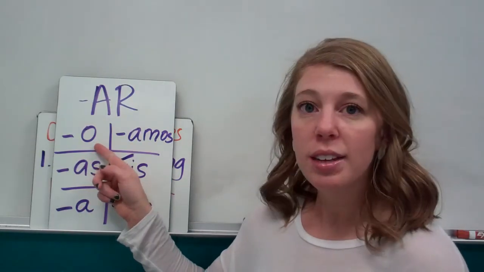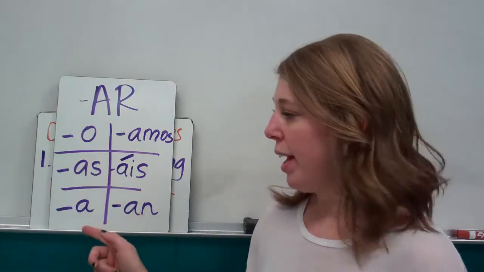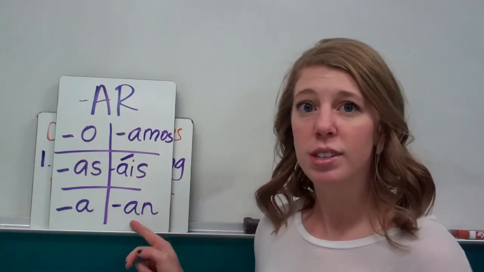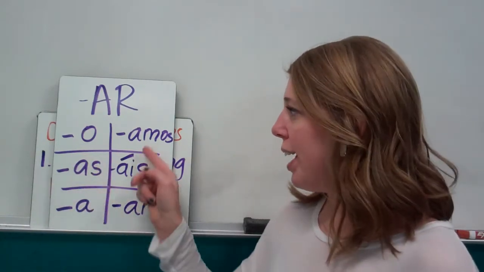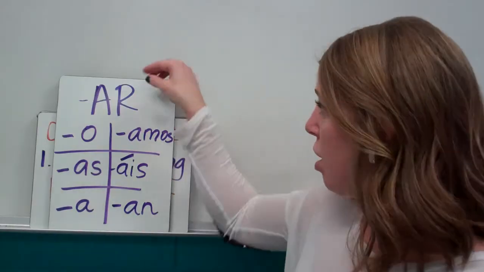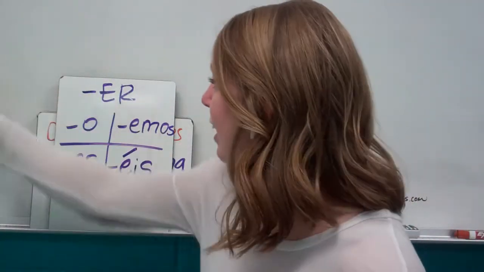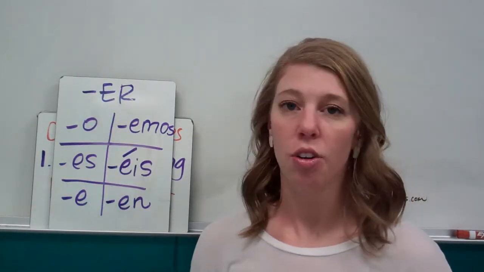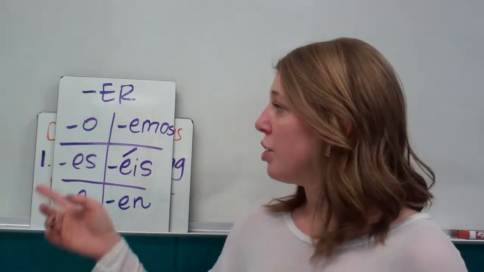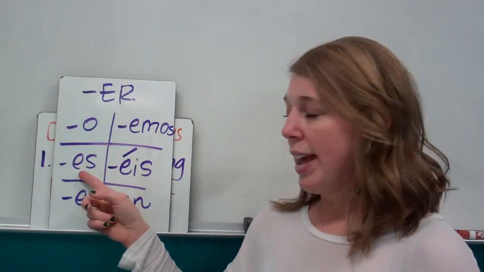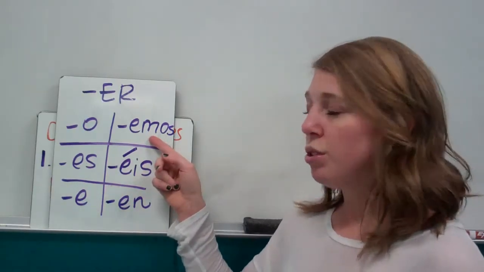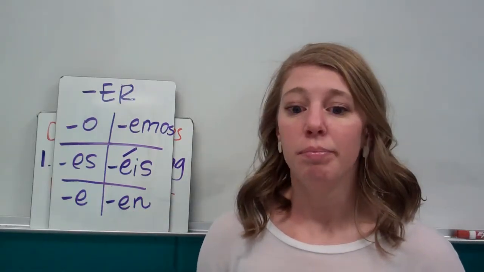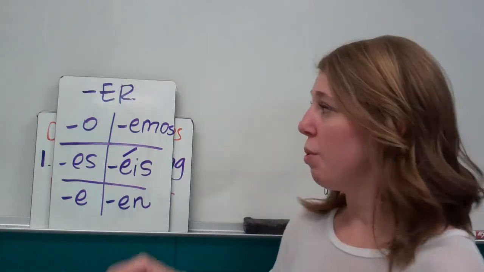So the yo ending is o, the tú is as, él is a, nosotros is amos, vosotros is áis, and ellos is an. Okay, notice they all have A's in them because they're an AR verb. Moving on to ER, they're exactly the same except with an E instead of an A. And once again, you know a verb is an ER verb if it ends with ER. So the yo form is o, tú is es, él is e, nosotros is emos, vosotros is éis, and ellos is en. Exactly the same. You do the exact same process as you do with the AR verbs.